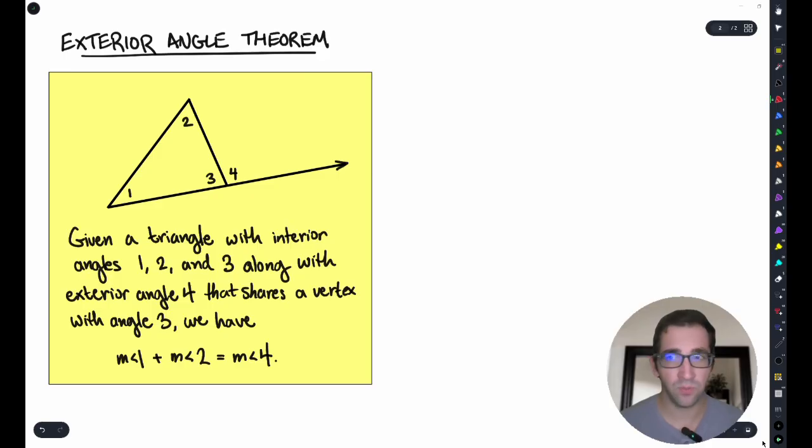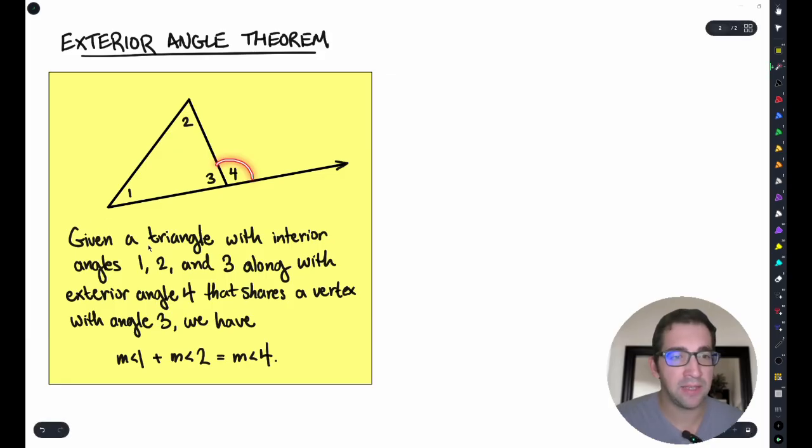So first, what is the exterior angle theorem? For the exterior angle theorem, we look at a triangle with three interior angles, here labeled as 1, 2, and 3, and also an exterior angle, which is an angle formed by an extension of one of the sides of the triangle and one of the other sides of the triangle itself.